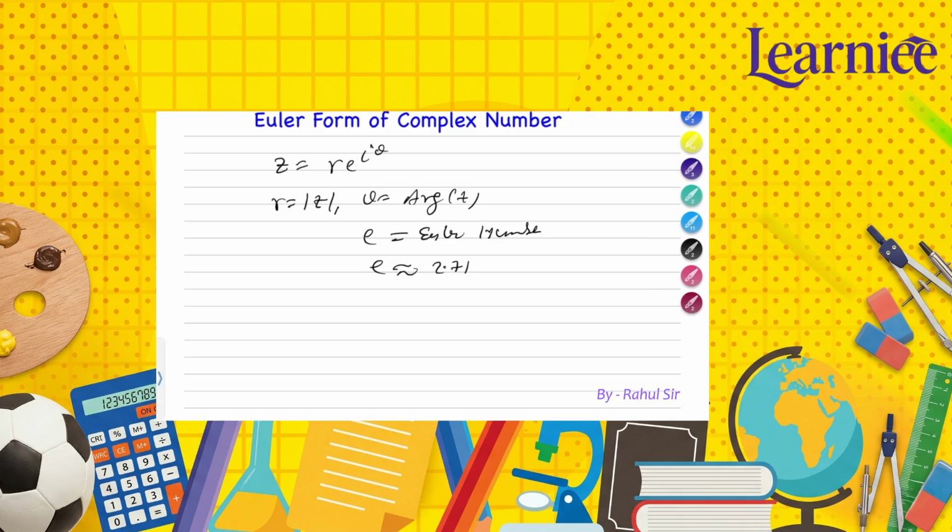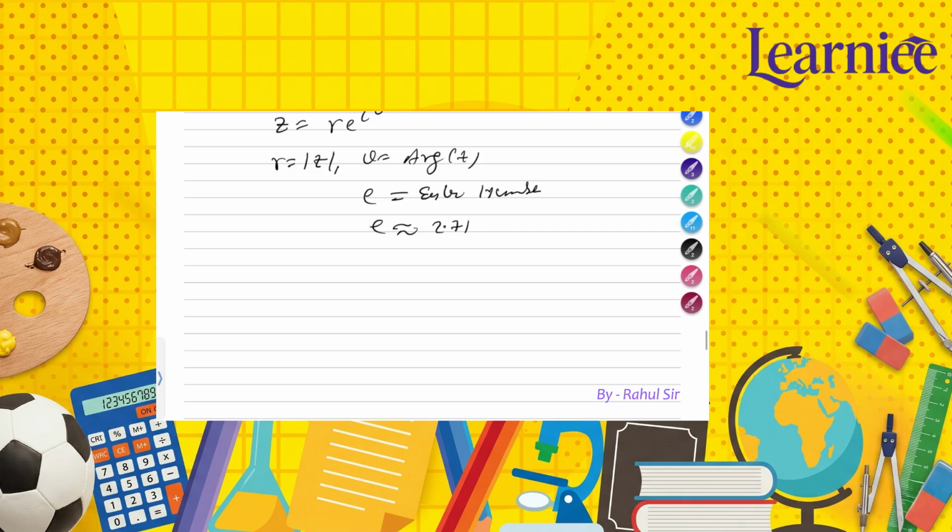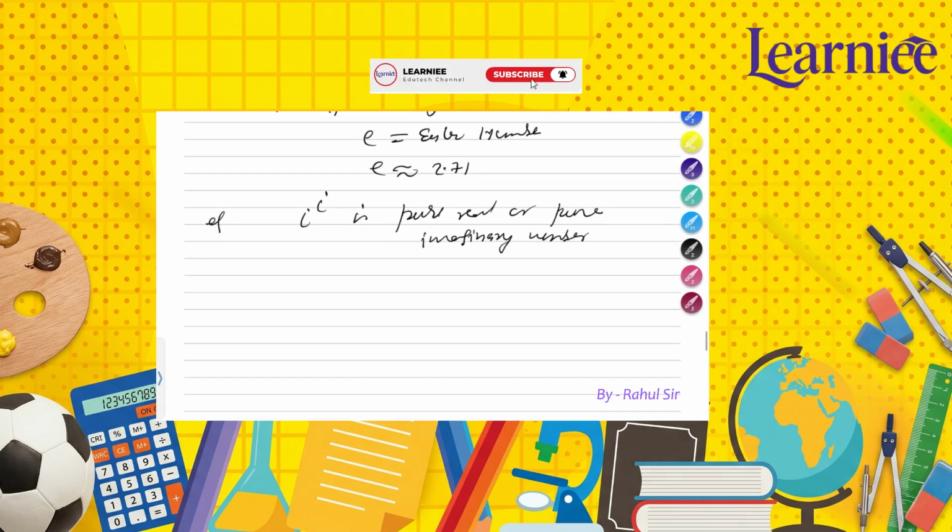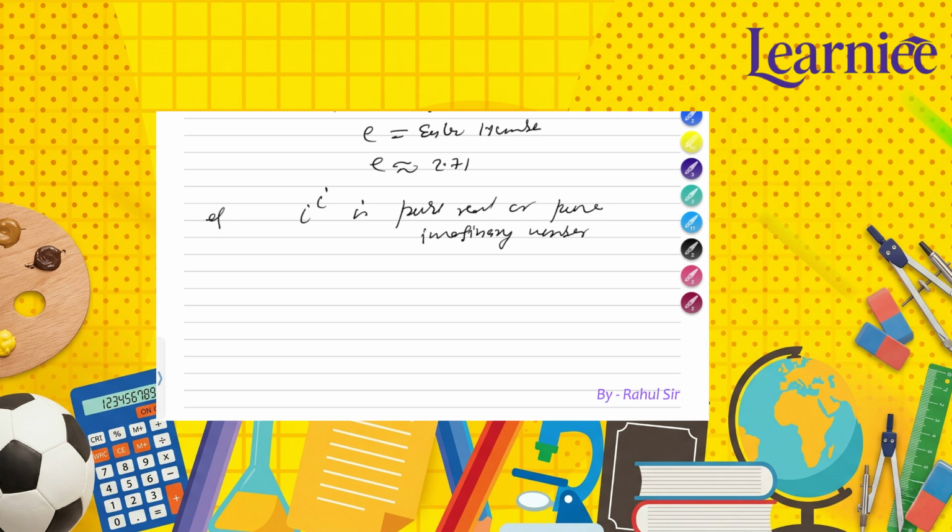Okay, let's take one basic example, a very basic question. If I ask you whether i to the power i is a pure real number or a pure imaginary number. To find whether any number is pure real or pure imaginary, we will try to write it in terms of the standard form a plus ib. If we get b equal to 0, then it's a pure real number. If we get a equal to 0, then it's a pure imaginary number.